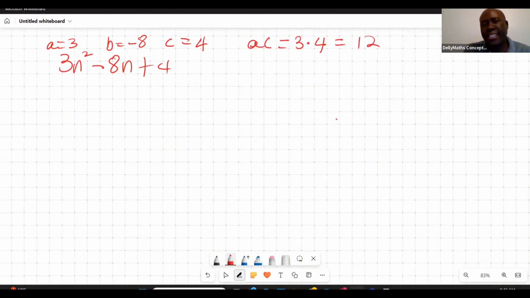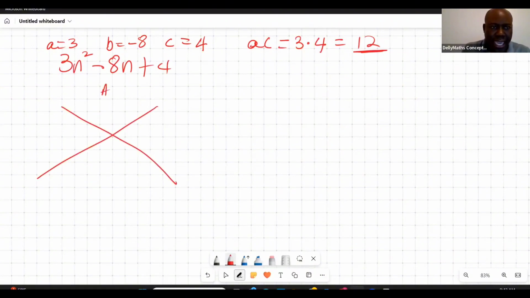Whenever my AC is a positive number, there are only 2 possibilities as it relates to the signs of the numbers that multiply. It's either I have 2 positive numbers that are multiplying or 2 negative numbers. So it's going to be one of those cases, but we'll get there soon. Now, I want us to quickly drop our magic X. AC will come here. AC is 12, and B is -8.